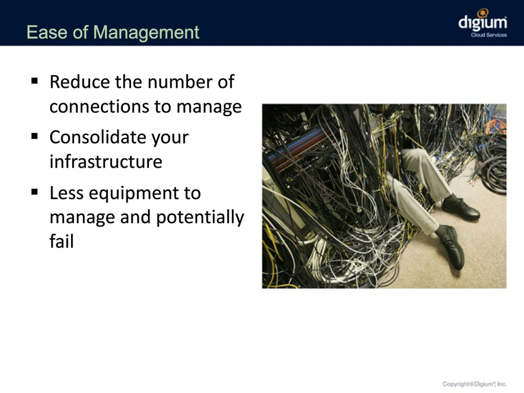Ease of management. You can reduce the number of connections to manage, like we mentioned already. Consolidate your infrastructure. Fewer connections to manage, simpler. It generates less frustration for your IT group. Fewer connections to manage, and then less equipment to manage and potentially fail. You don't have the piece of hardware that connects the PRI to your office that you have to manage and have another point of failure as well.